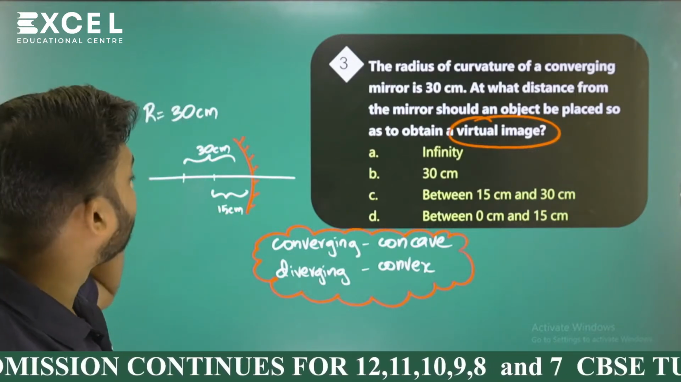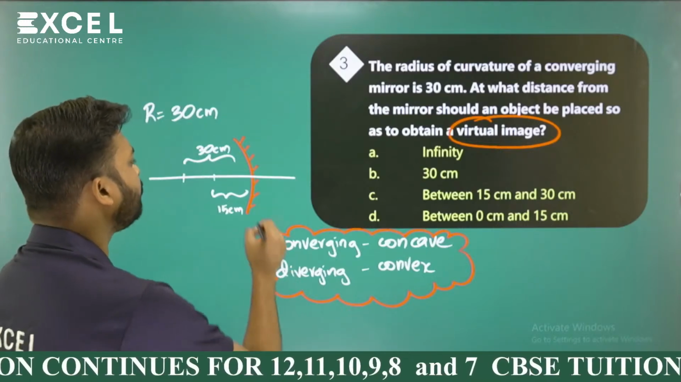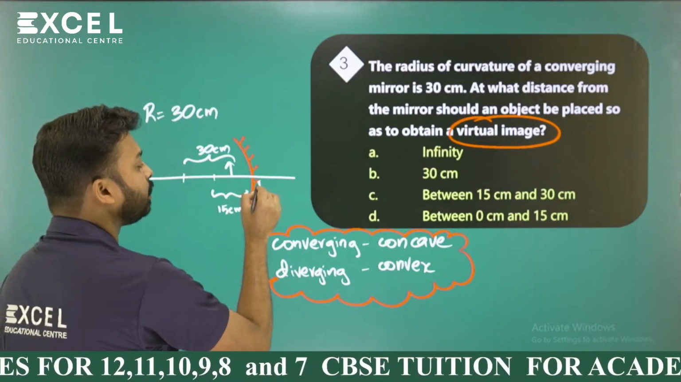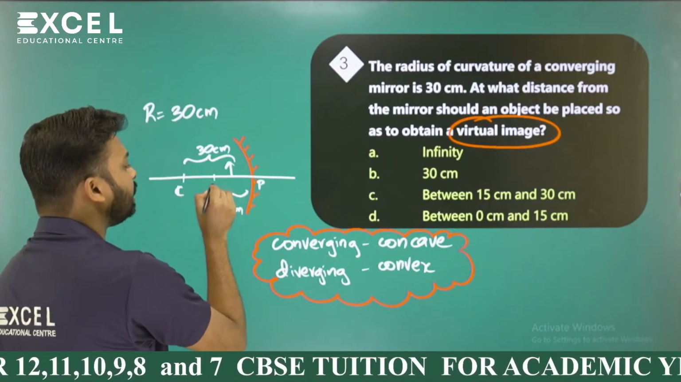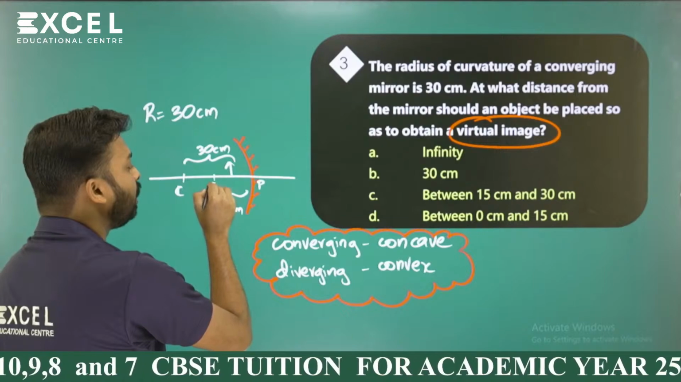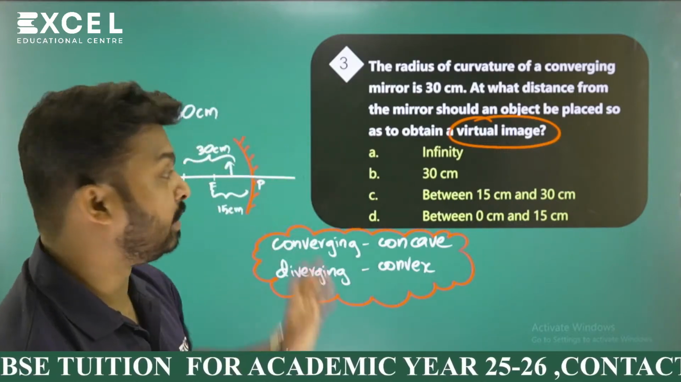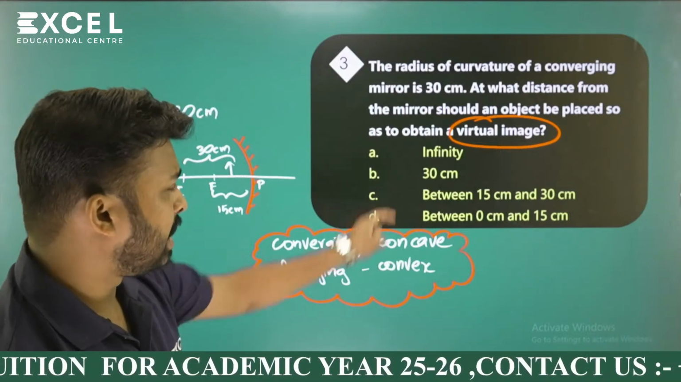Fine. Now listen. I should be keeping the object somewhere between F at 15 and the pole. This will be C, this will be F and this will be the pole. Only if I keep the object between F and P will I get a virtual image. So what should we be keeping? At infinity?